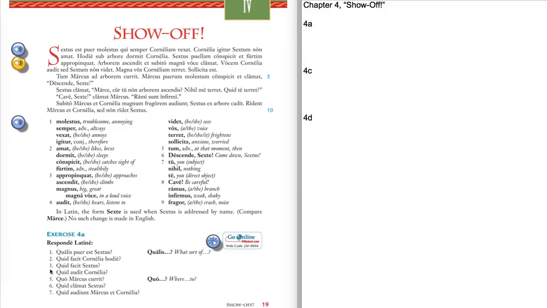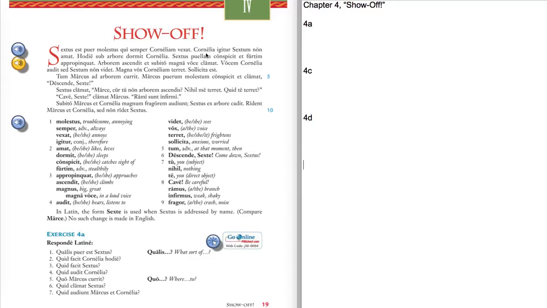We'll do one more. Number three says, quid facit Sextus? What is Sextus doing? Or what does he do? Let's see. Sextus puellam conspicit et furtim appropinquat. So here's something that Sextus does. Conspicit is a new verb here. It means to catch sight of, or he catches sight of. So we could say that Sextus puellam conspicit. That's one possible answer to that question. What does Sextus do? He catches sight of a girl. He sees a girl. Or he sees the girl, I should say here, since we know that it's Cornelia and not just some random girl.